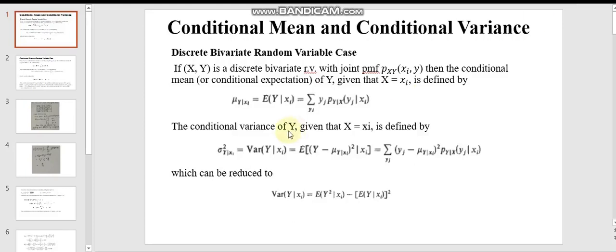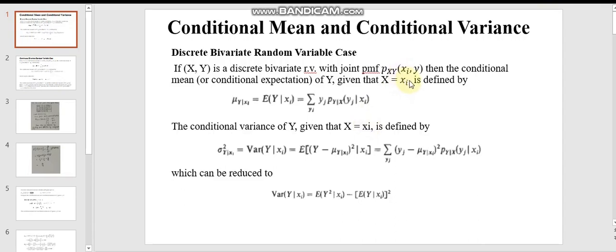In this lecture, let us talk about the conditional mean and conditional variance of bivariate random variable. This is a very simple concept. So let us talk about discrete bivariate random variable case. If X and Y is a discrete bivariate random variable with its joint probability mass function p sub XY, then the conditional mean or the conditional expected value of Y given X is equal to some small number x.